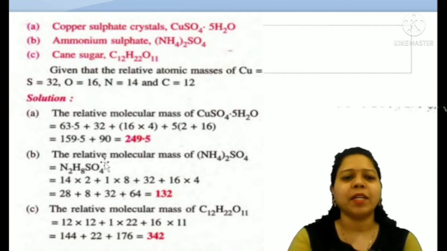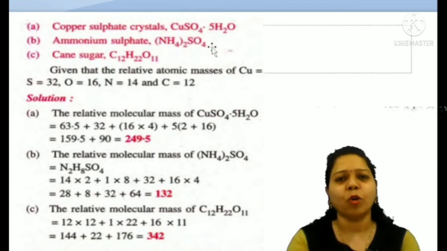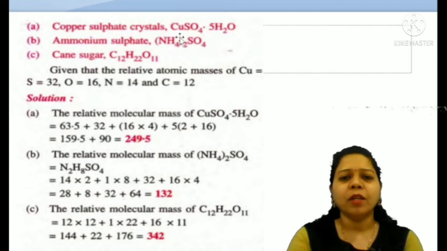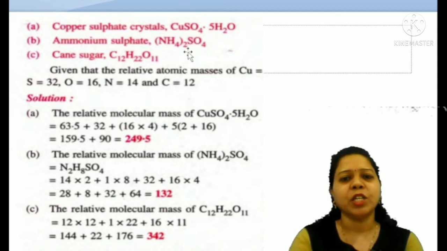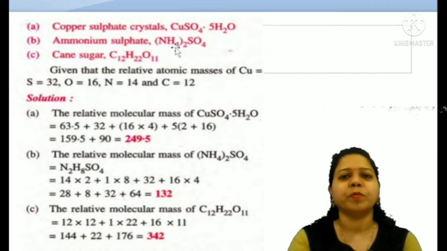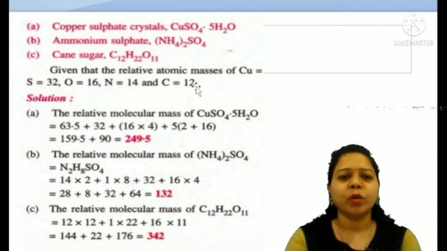Now we'll see the second example, ammonium sulfate. Here (NH4)2SO4 is the molecular formula. When 2 is written outside the bracket, it means that for every atom inside the bracket the count is doubled: the number of nitrogen is 2, the number of hydrogen is 4 times 2, that is 8, in this molecule, plus 1 sulfur and 4 oxygen. Now the masses of atoms are given here. Only put in the values.